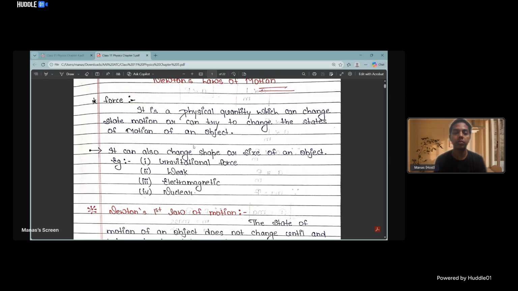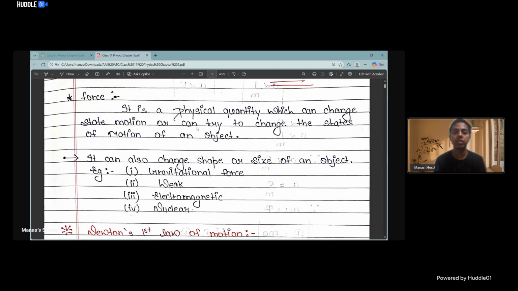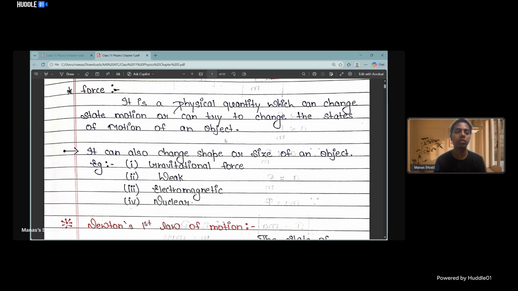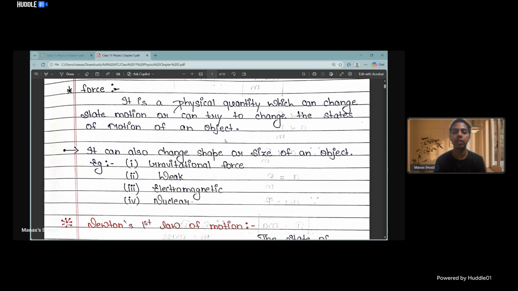What is force? You can see the definition. Force is a physical quantity which can change the state of motion, or try to change the state of motion, of an object. If an object is moving at the same speed or velocity and we apply force, it can come to rest. If an object is at rest and we apply force, it can start moving.